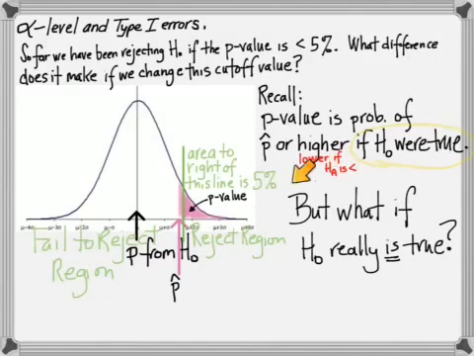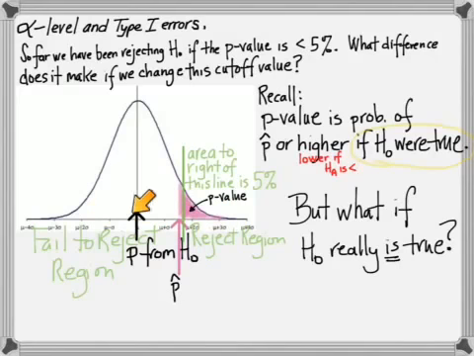But what if the null hypothesis really is true? What if this thing that we're pretending for our computing, what if the null hypothesis really is true? What if p really is equal to the null hypothesis value? Well, let's think about what that means. That means that in reality, this is the actual sampling distribution. This is when you draw a sample, you get a p hat from this distribution.